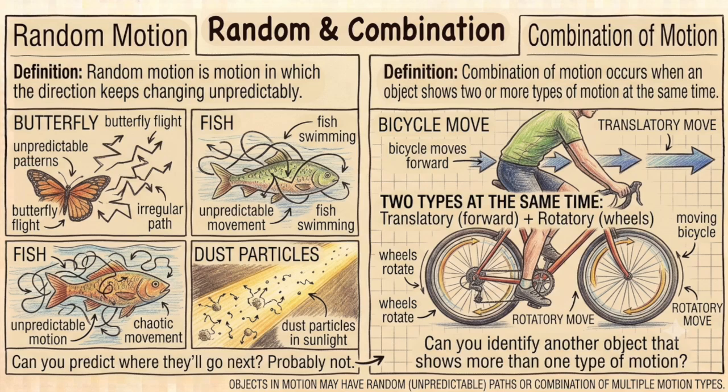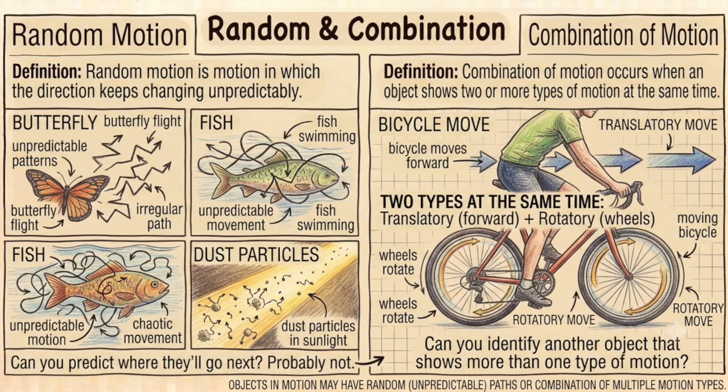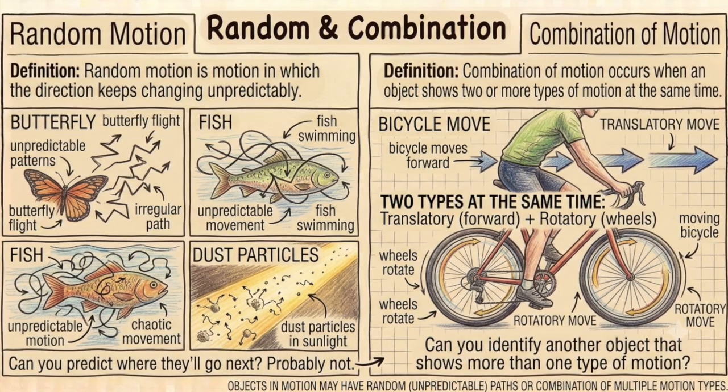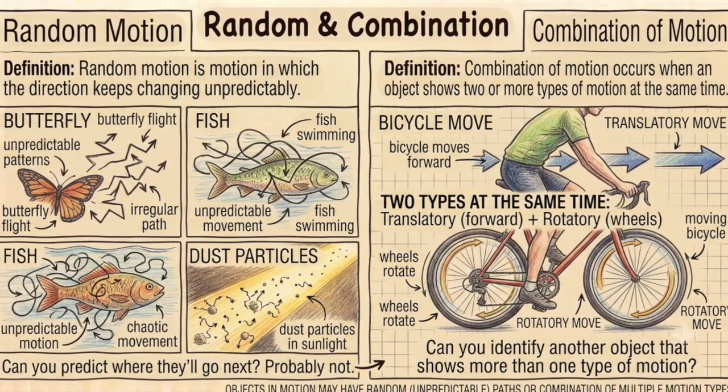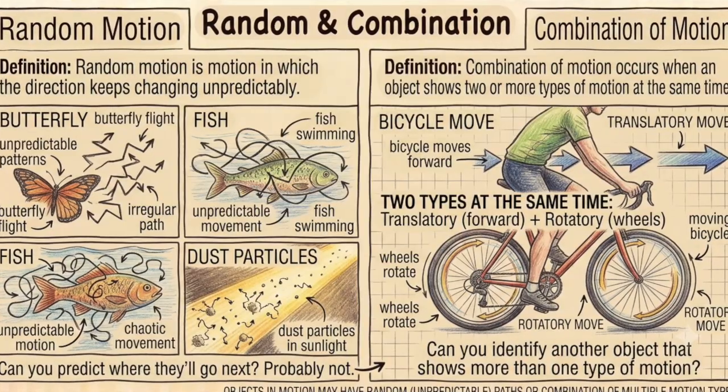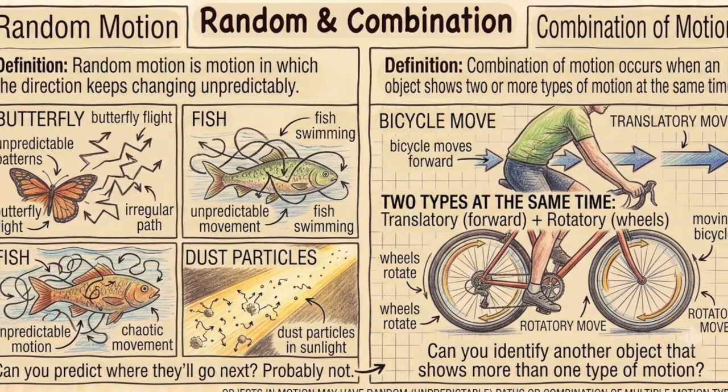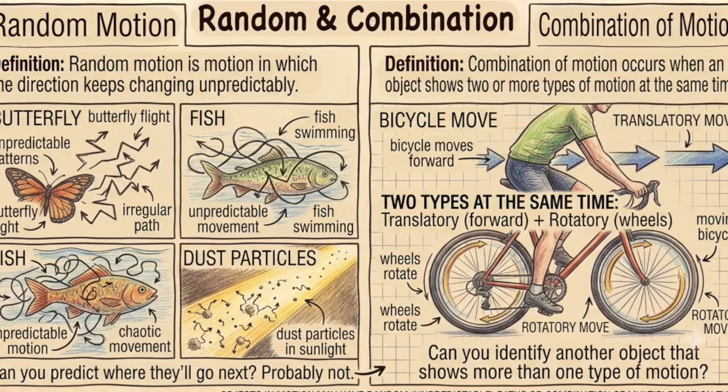Random motion. Random motion is motion in which the direction keeps changing unpredictably. Watch a butterfly, a fish, dust particles floating in the sunlight. Can you predict where they will go next? Probably not. That's random motion.